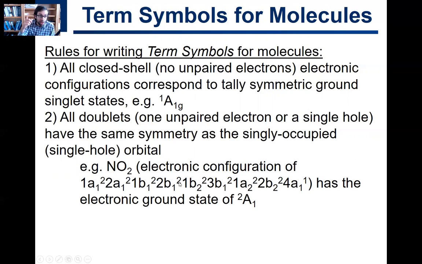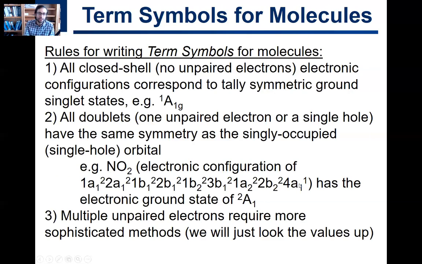They can only hold spin up and spin down, until you get to the HOMO, highest occupied molecular orbital. And that's this 4A1 state, and it has 1 electron. So this is a doublet. And so we would call this doublet, and we give it a symmetry A1, because this unpaired electron occurred in a molecular orbital with the symmetry A1. So it's as simple as that.